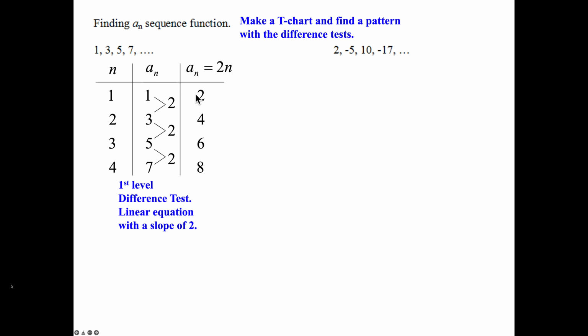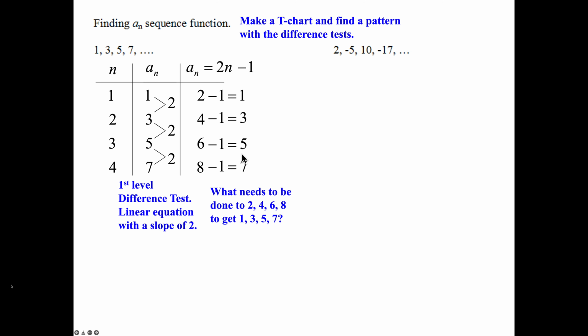So what I'm going to do is I'm going to make a third column. A sub n is now equal to 2n. So 2 times 1 is 2, 2 times 2, 4, 2 times 3, 6, 2 times 4, 8. All right, that's not my numbers, 1, 3, 5, 7. So I asked myself, what do I need to do to the 2 to make it a 1? The 4 to make it a 3, the 6 to make it a 5, the 8 to make it a 7. Oh, I need to subtract 1. If I subtract 1 to all those numbers, there's my sequence 1, 3, 5, 7. There's my sequence function. We're done.